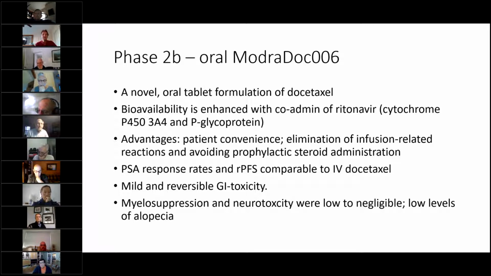And we can go into that. We don't really need to go into that, but it does that by a kind of competitive inhibition of the enzymes that would normally break down the docetaxel. Right. And this was a Nick Vogelsang trial. Oh, right. And the same thing here, you see at the bottom, mild and reversible GI toxicity, myelosuppression and neurotoxicity were low to negligible. So this is another good drug to keep an eye on.